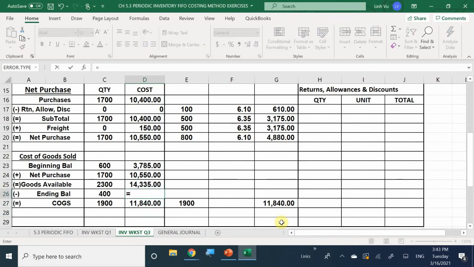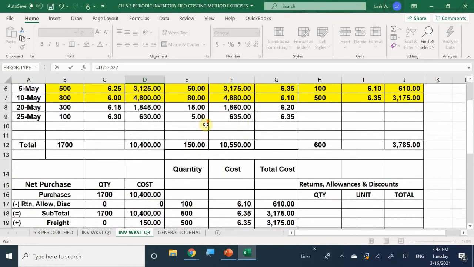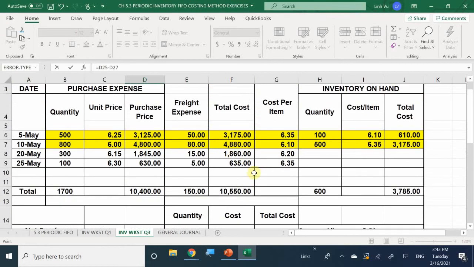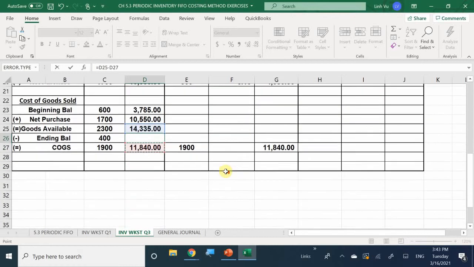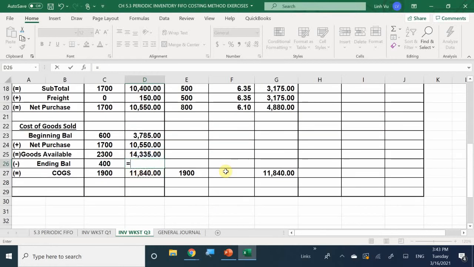Okay. How much total cost is my 400? Or what's my cost of my ending inventory? It would be the 1860 plus the 635. Okay, if you do it that way and you solve it from up here, you just add these two numbers together, that's also correct.